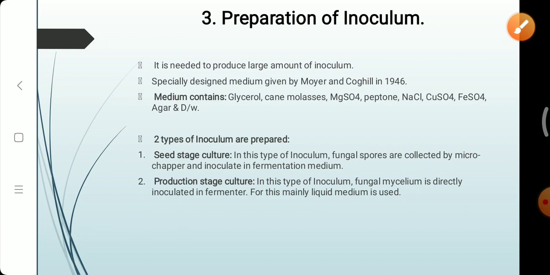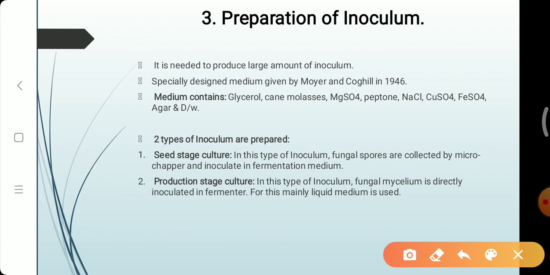Third step is preparation of inoculum. In the preparation of inoculum, it is necessary to produce a large amount of inoculum. A special medium was designed by Moyer and Coghill in 1946. This medium contains glycerol, cane molasses, MgSO4, peptone, NaCl, CuSO4, FeSO4, agar and distilled water.